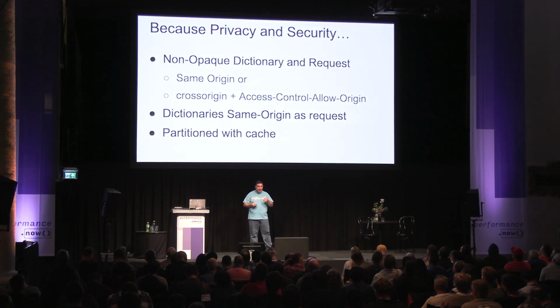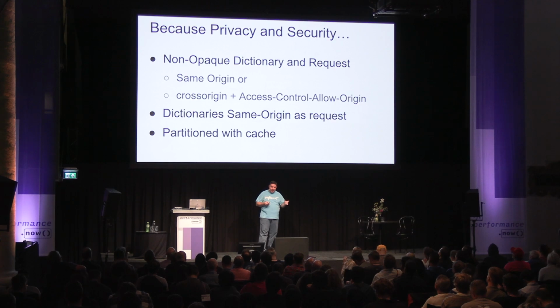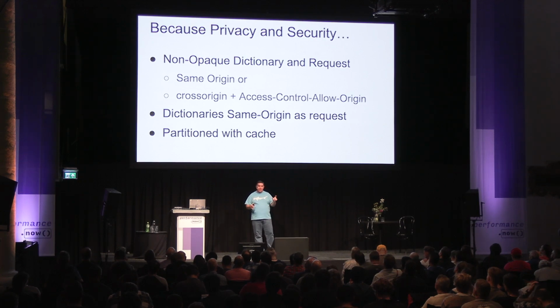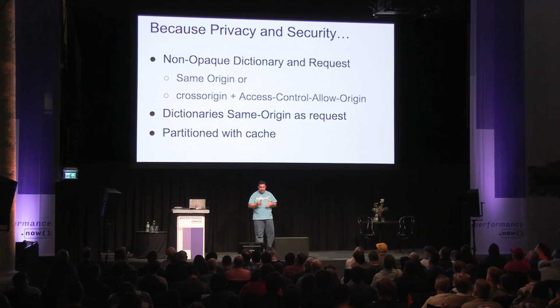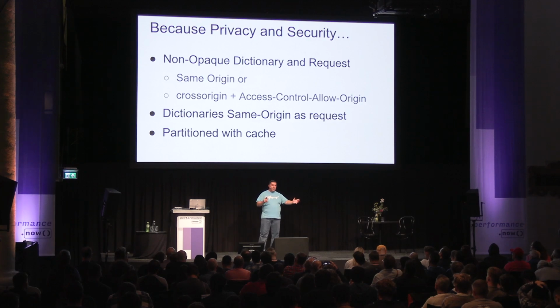But we're not in that kind of world. And so the main requirement for dictionaries is that they need to be same origin to the resources that they're compressing. If you want to use a dictionary on your HTML, it needs to be served from the same origin as your HTML, just to make sure no one's hijacking other people's content and attacking it with an attack dictionary. And they need to be fully CORS readable by the document they're being loaded in.